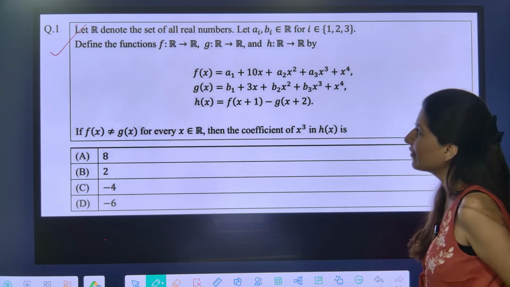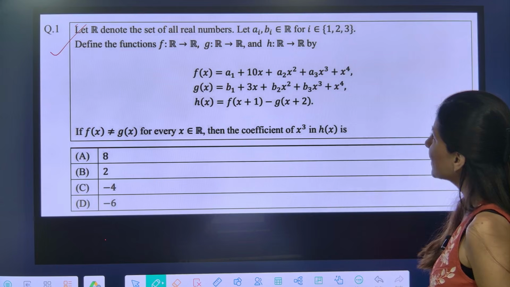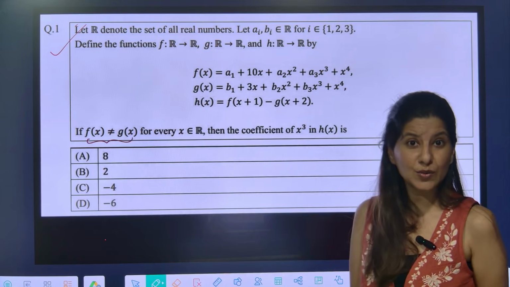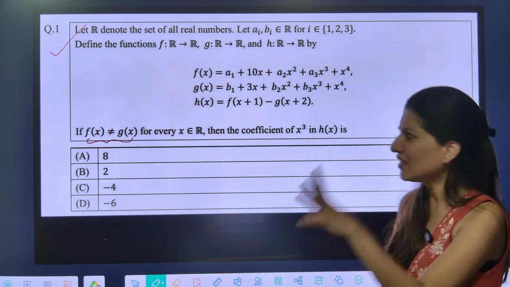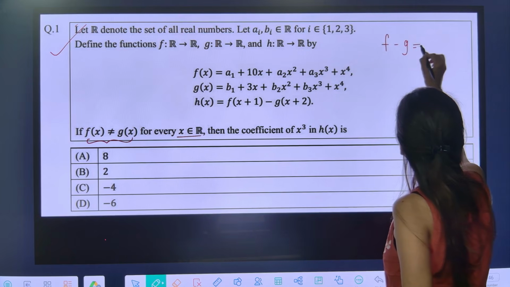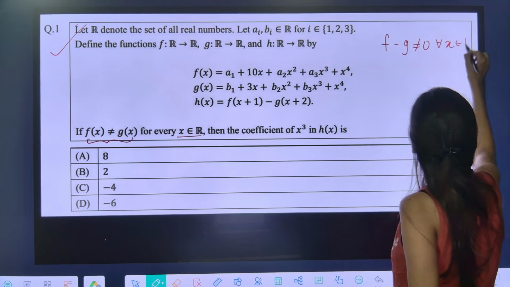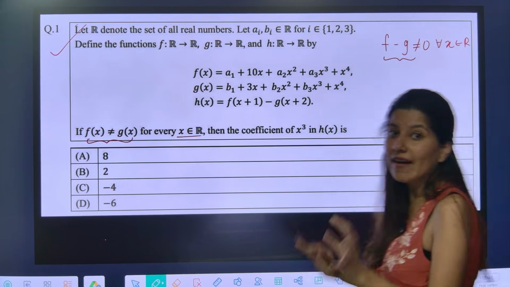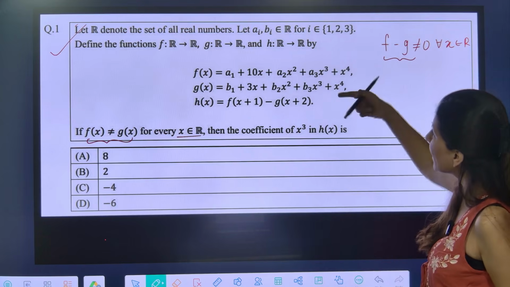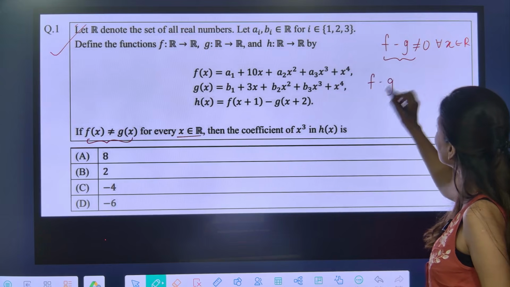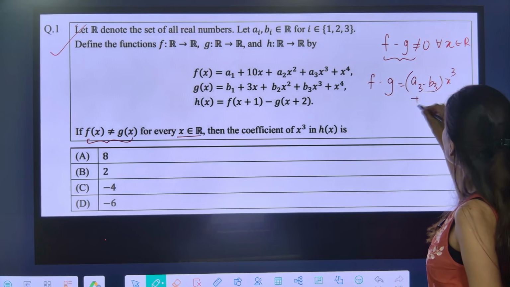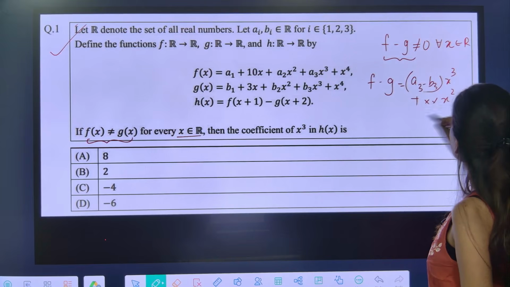Now we'll solve. Okay, first question. First question looks like f(x) is given, g(x) is given, and this information is also given, which is f is not equal to g for every x. Okay. What does that mean? f minus g is not equal to 0 for all x. That means f minus g should not have any root in any interval. So f minus g, x power 4 cancels, so f minus g will have (a3 minus b3) x cube plus something x square. Basically, this is a cubic equation.